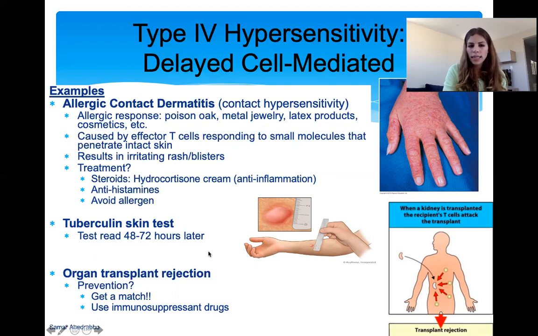The tuberculosis skin test is an example of a type 4 hypersensitivity. Typically with this test, you get injected with it, and then you read the test 2 days later to see if someone is positive or not for TB. And type 4 hypersensitivity is also where organ transplant rejection occurs. That's why you have to make sure to give someone a match when you are doing organ transplant. And we also use immunosuppressant drugs sometimes so that the immune system can calm down to accept the organ, and you're not having this major response by T cells.